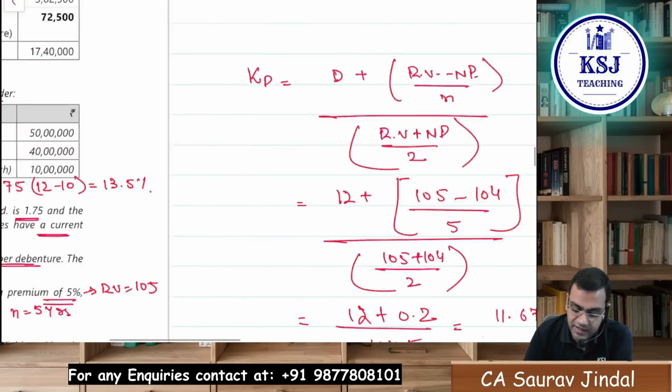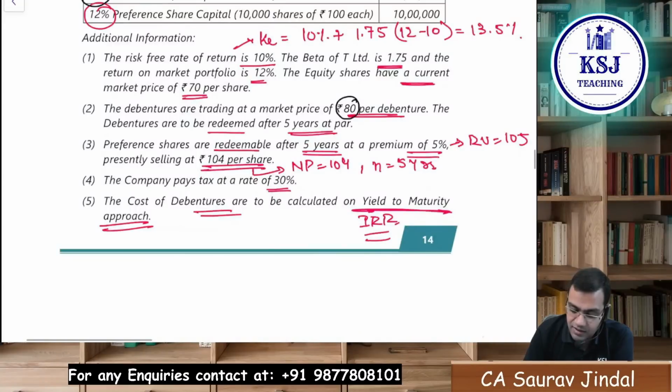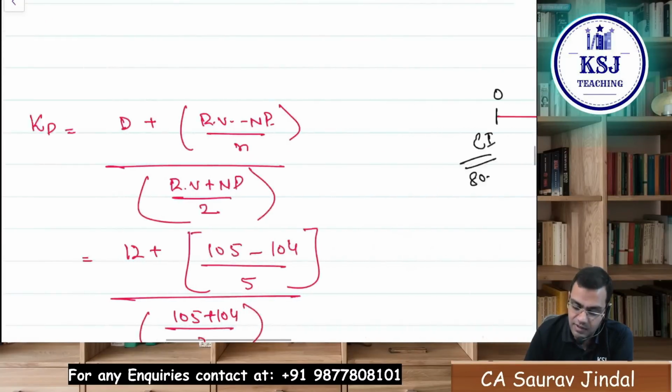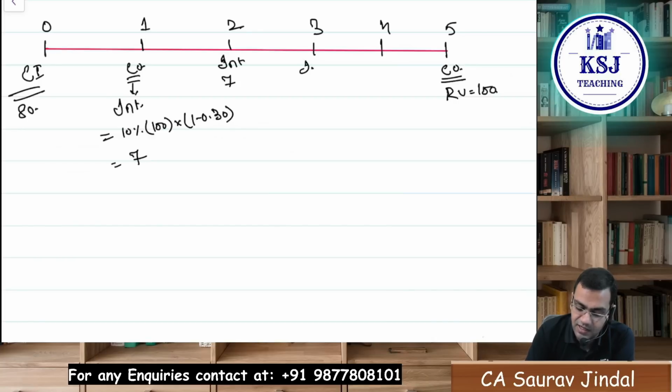What will be the interest amount? Interest amount will be 10% on this 100 rupees minus the tax of 30%. So this interest amount will be 10% on 100 rupees into 1 minus 0.30. It will be 7 rupees every year. Interest 7 rupees every year.